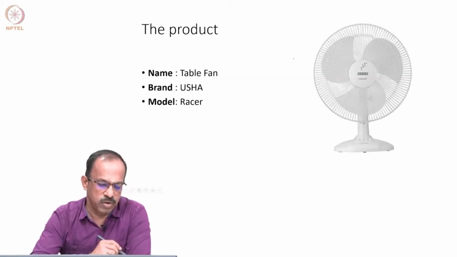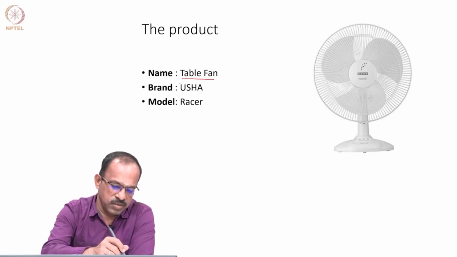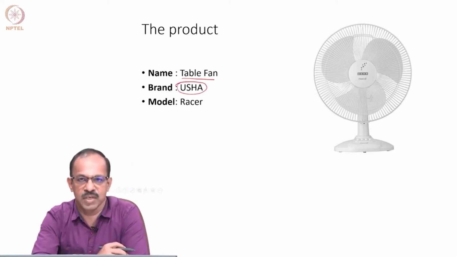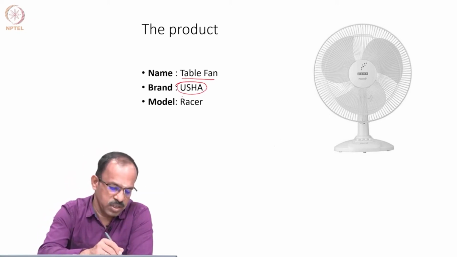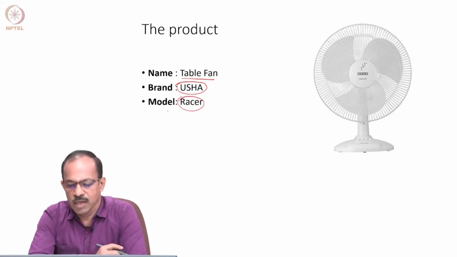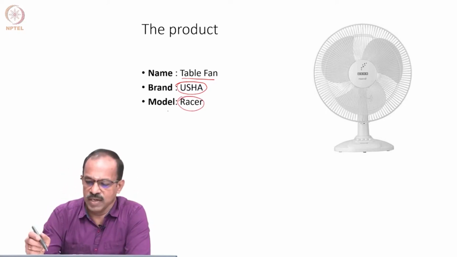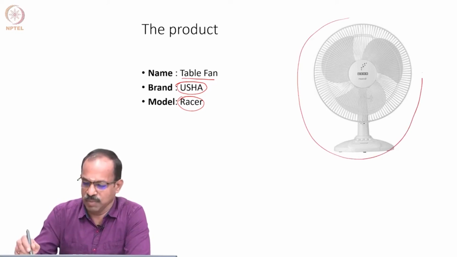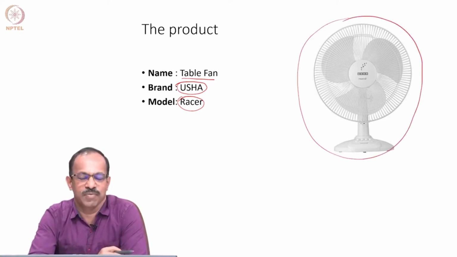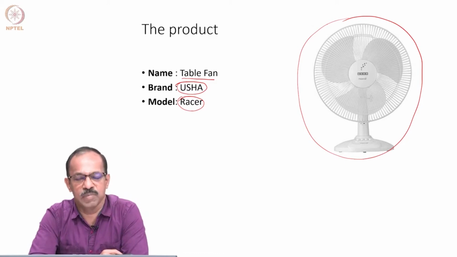The product that we are going to use is a table fan, the manufacturer is Usha, and the model is the Racer. And you might have seen various forms of this product, but the fundamental purpose remains the same.